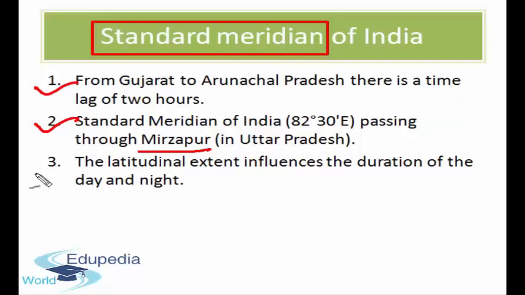Now always remember, the latitudinal extent influences the duration of the day and night. And the reason behind that is, if you see latitude, it is nothing but a horizontal line. If you look at the earth, in the middle we have the equator, which is at 0 degree latitude. The sun rays fall directly on the middle of the earth, which is on the equator. And that's why the equatorial region is also known as the tropical region, because it receives ample sunshine. Now due to the shape of the earth, which is spherical, the sun rays fall in a slanting manner as we go away from the equator.